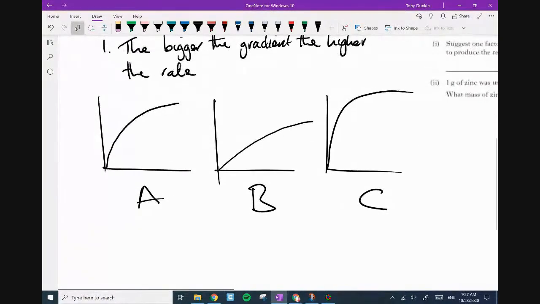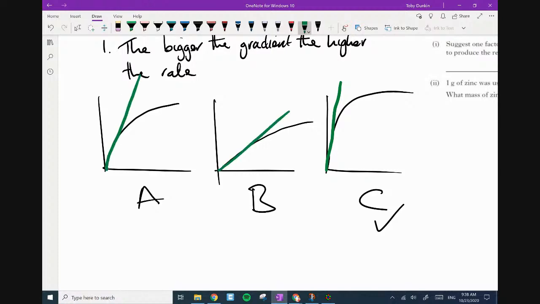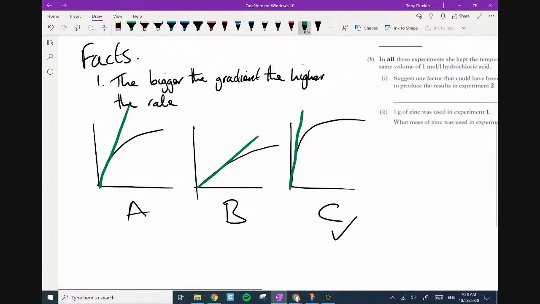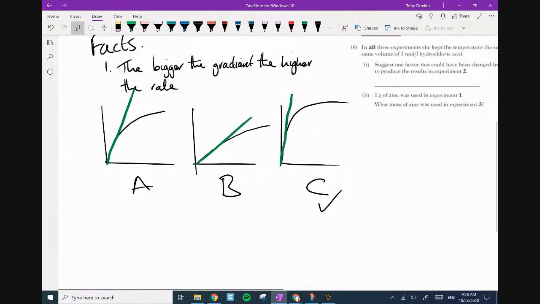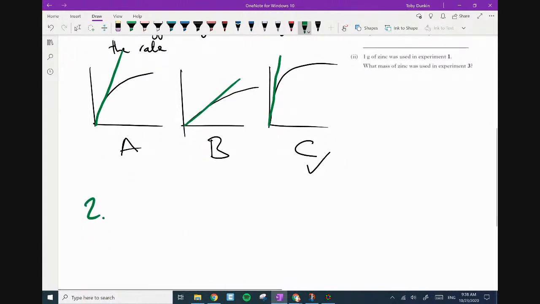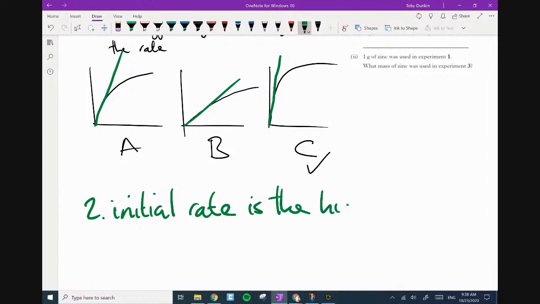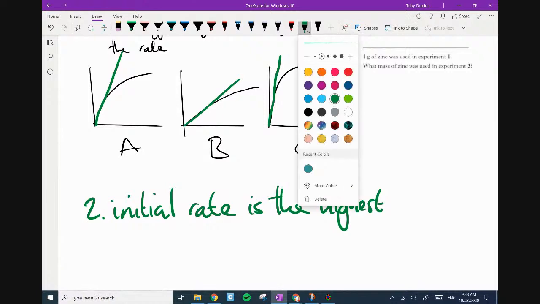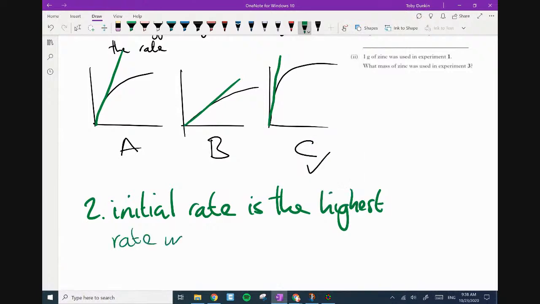Well done, everybody. The answer's C. So C had the highest rate because it had the highest gradient. Yeah. And what I'm actually just doing here, guys, is looking at what's called the initial rate. This green section is called the initial rate. Fact number 2, the initial rate is the highest rate in the reaction.